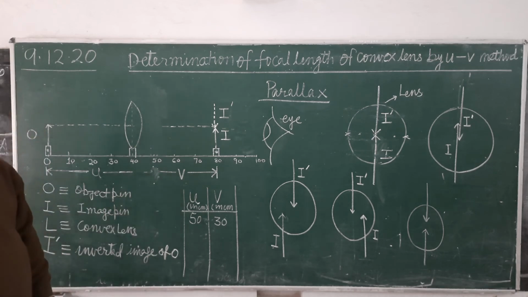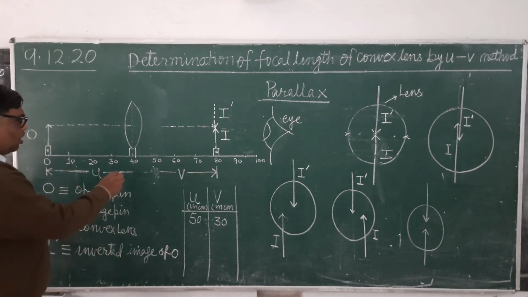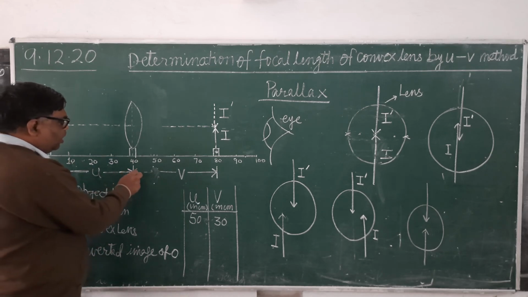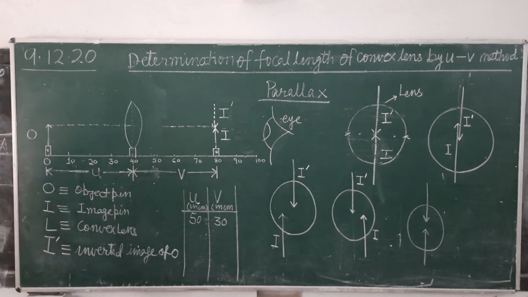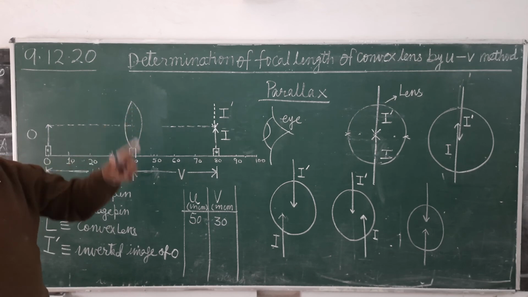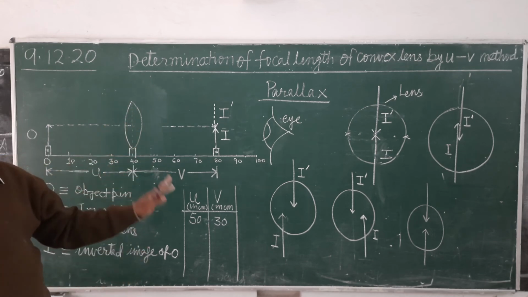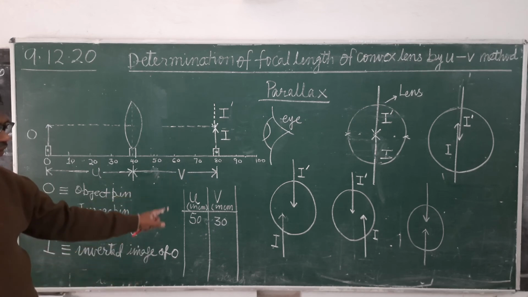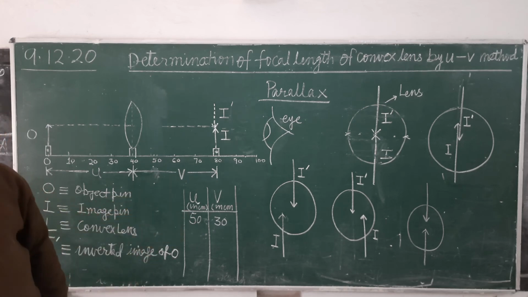Now the distance u will be the distance of the lens from the optical pin, or the optical pin's distance from the lens, and what is v? The image pin's distance from the lens. These you will note down. Now everything will be given in the question paper, but the procedure will be the same. If it is asked to determine the focal length of a convex lens by the UV method, you will do it this way. But you will take only those values of u which are given in the question paper. For different values of u, you will determine the value of v.